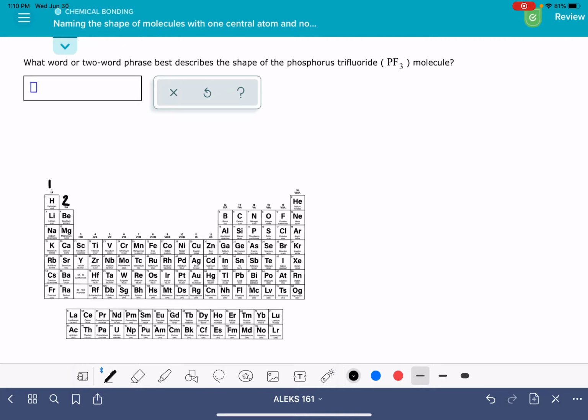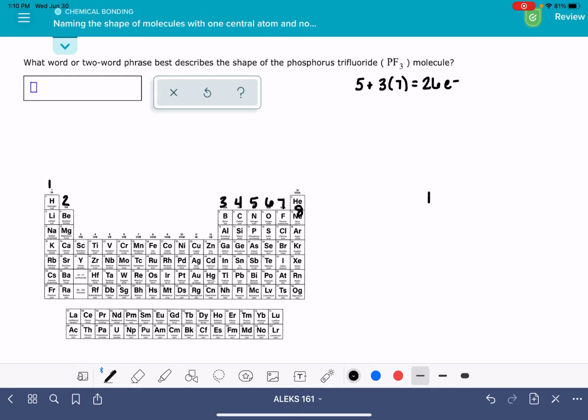And in drawing the Lewis structure, step one is going to be to count up the number of valence electrons in the atom. Phosphorus is in column number 5, so it has 5 valence electrons. Fluorine is in column number 7, so each fluorine has 7 valence electrons. That's a total of 26 valence electrons.